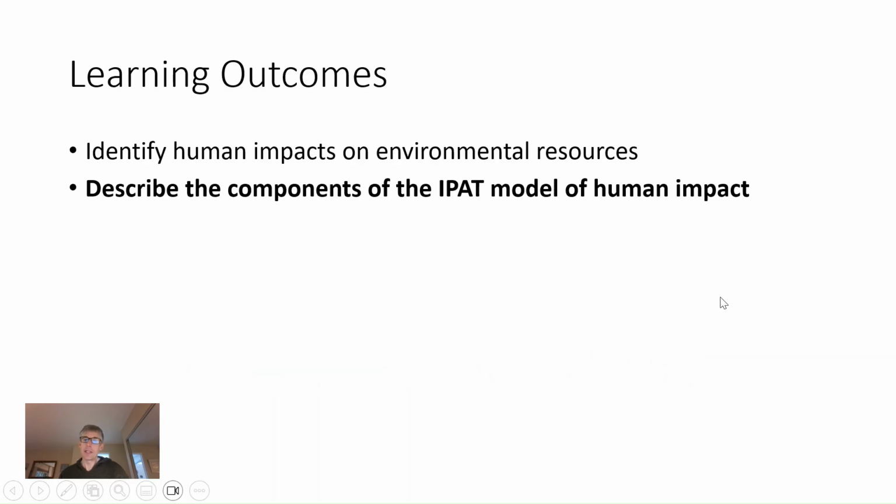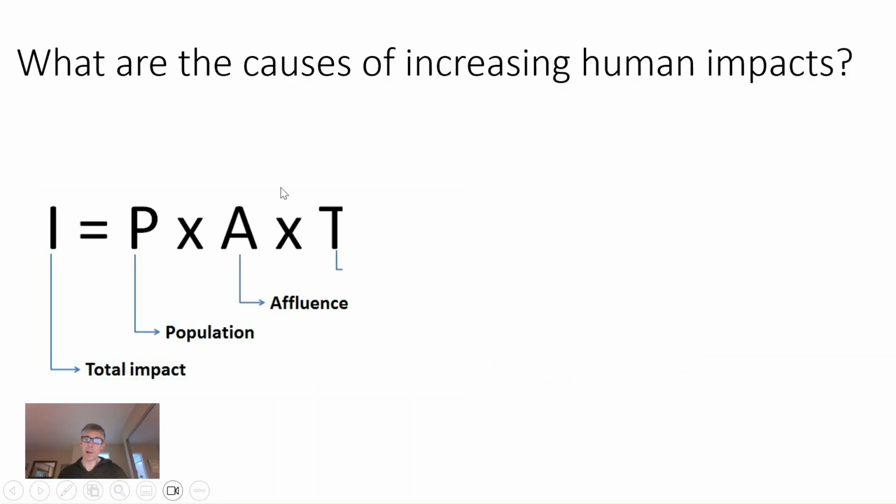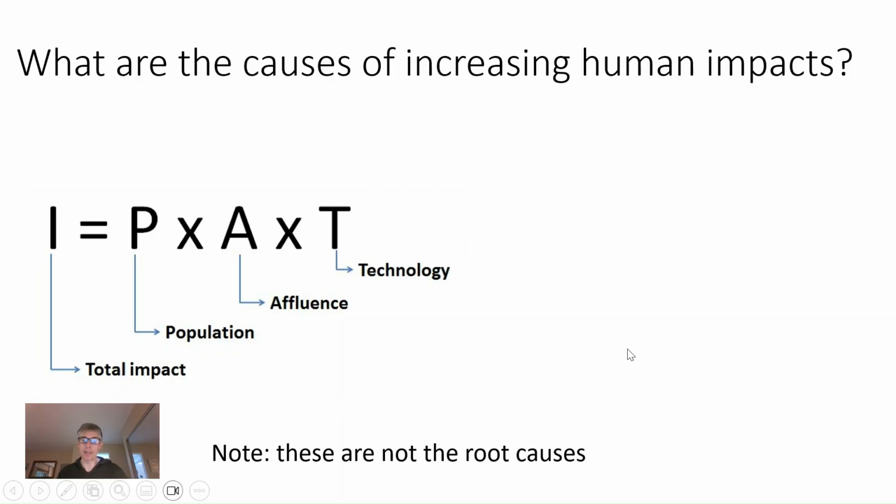Let's roll with that then. So we're going to deal with what's called the IPAT model of human impact, which is a causal explanation. The I stands for the total impact that we have, and it's equal to the population size multiplied by how much we consume, which is the correlate of affluence. And finally, you're multiplying that by technology, because technology can both increase or decrease that impact that we are having. So bear in mind, these are not the root causes, but they would correctly describe how much impact is being had in a given area. Population times consumption multiplied by technology gives you roughly how much impact you're having.